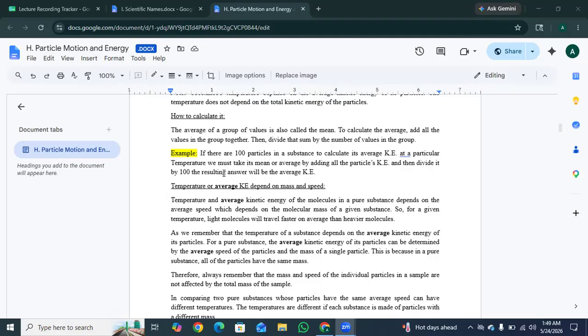Okay, so we can say that the temperature does not depend on the total kinetic energy but on the average kinetic energy. So the math rule is that to find the average, add up the kinetic energy of all the particles, then divide by the total number of particles. Okay, so temperature or average kinetic energy depends on mass and speed.